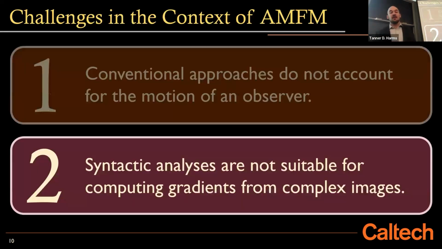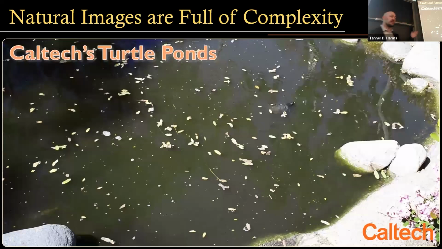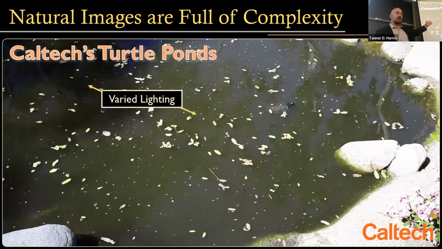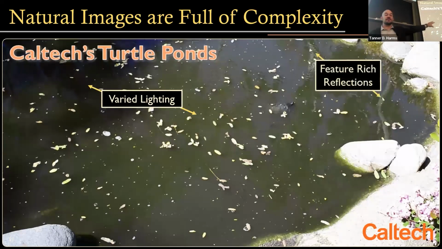So the second thing that's a problem using these traditional tools in the AM/FM context is that the analyses are not really suitable for computing gradients in complex images. Like I said, we try and make our images as suitable for the algorithms as possible. So let's say instead that I'm trying to measure in the Caltech turtle ponds, there's clearly a bunch of tracers here, but there's a lot of other complicating features. For example, there's varied lighting. There are feature-rich reflections. For example, these trees over here are going to shimmer in the reflections, and that's going to be an artificial velocity that an algorithm like PIV would pick up on.